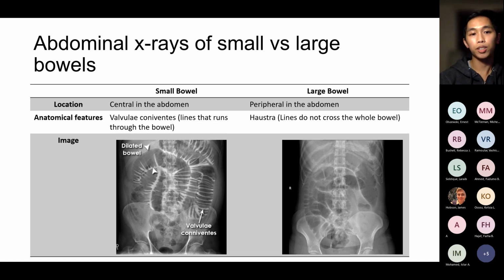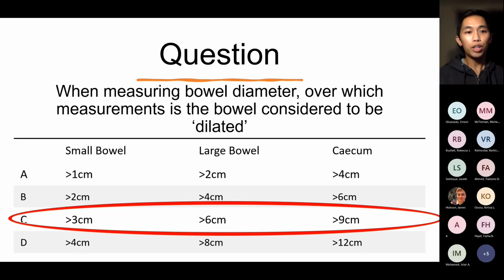In a large bowel obstruction, you can usually see the bowel in the peripheries of the abdomen, and you can see the lines called haustra. Unlike valvulae conniventes, haustra don't cross the entire diameter of the bowel. They usually cross halfway through, as seen in this picture. So when measuring bowel diameter, over which measurements is the bowel considered to be dilated in relation to the different segments of the bowel?